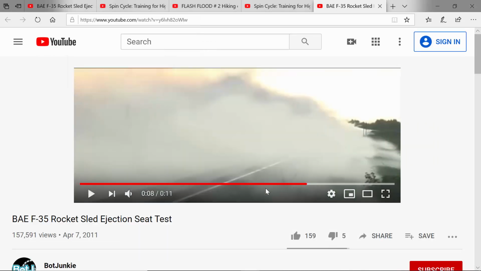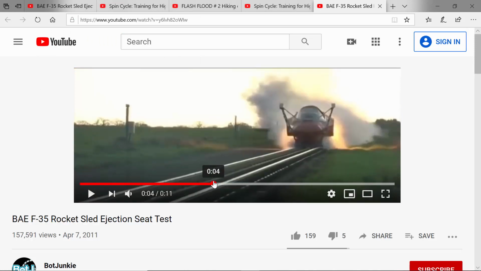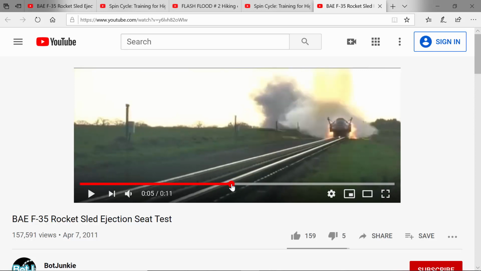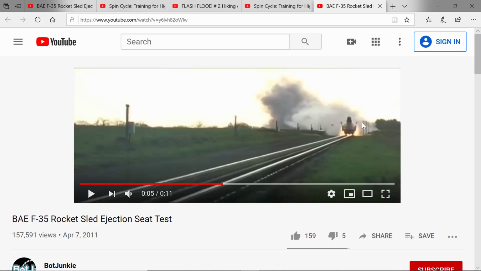So I don't know if you noticed that, but at one point the ejection seat, where did it fire? It's so quick we didn't even see it. Well, we all saw it, right? Oh, there it is. There it goes.